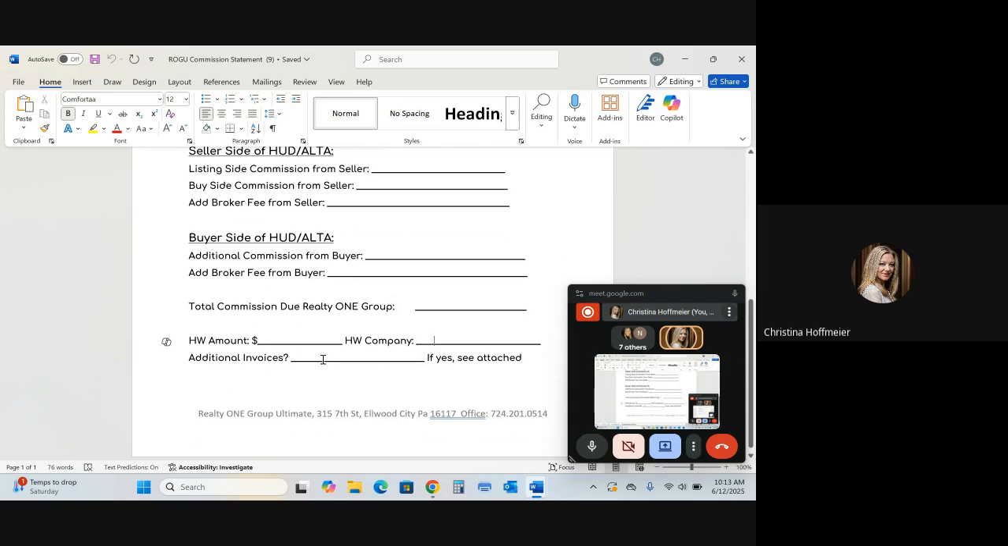And then also additional invoices. This would be, say, maybe you prepaid for a dye test, or maybe there's a technology fee because it's a foreclosure, or something of that nature. If there's an additional invoice that needs to be paid to someone or reimbursed to you on the ALTA, that's where you would put that in. And then you would attach a copy of an invoice or a paid receipt to the commission statement so that the title company has that and can reimburse you for any expenses. Nine chances out of 10, you're never going to fill in that line, but there are certain circumstances where that happens. So we have a line for it.